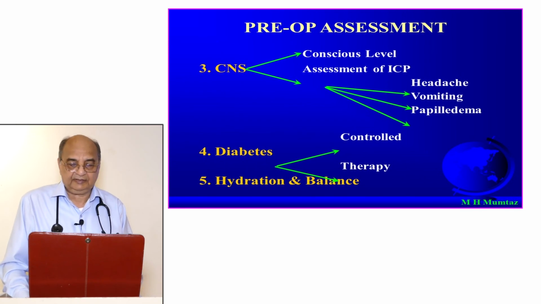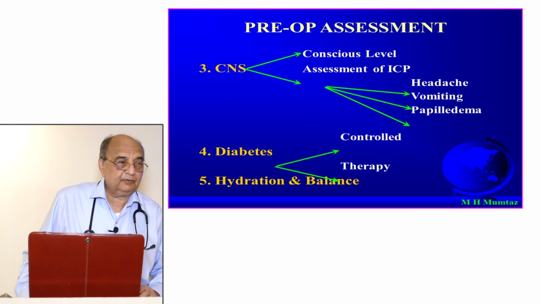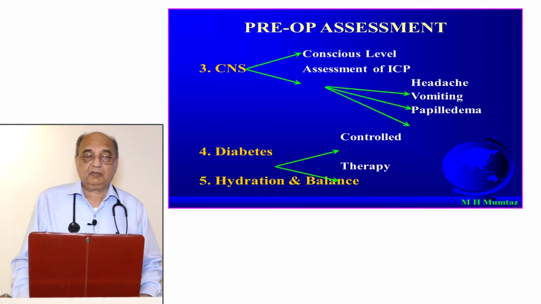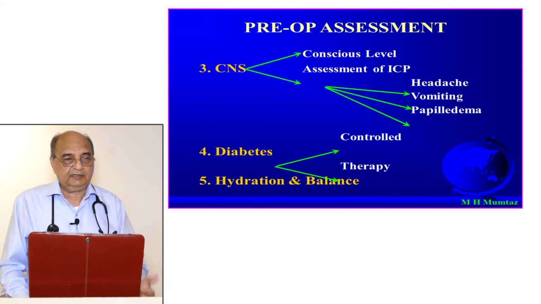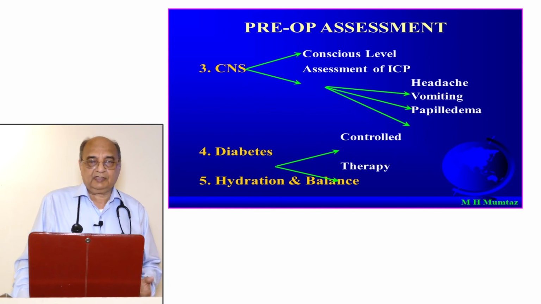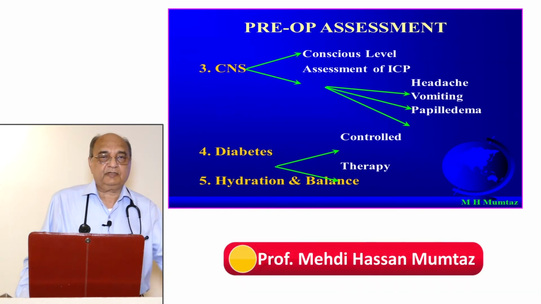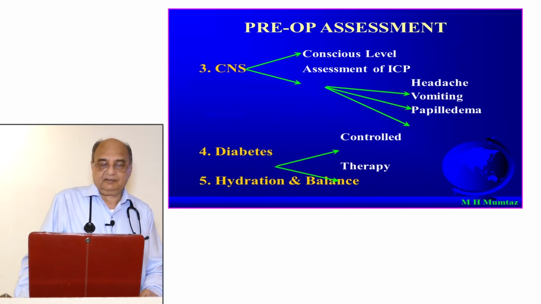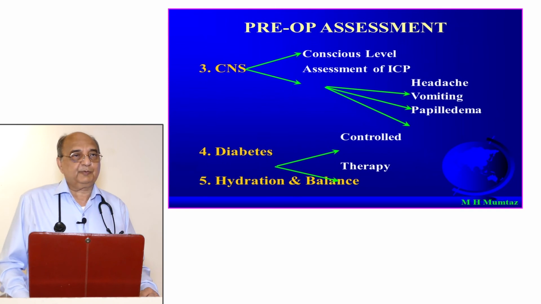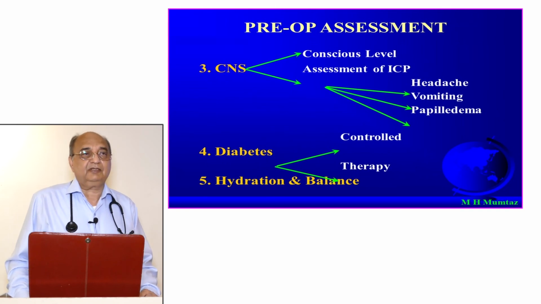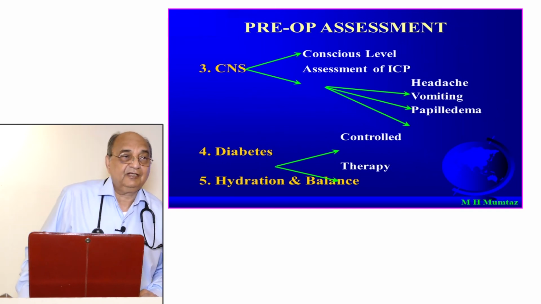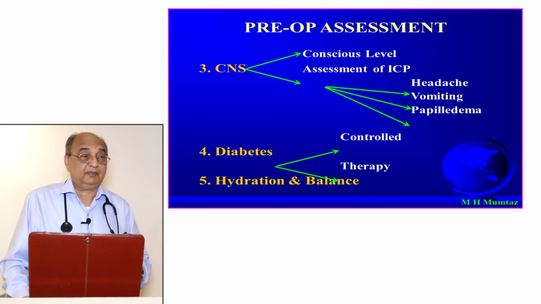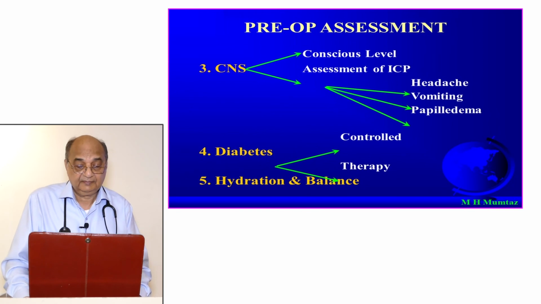Then diabetes, whether it is controlled or whether it is on therapy. What type of therapy? If the patient is on oral hypoglycemic agent, you should know how to control the diabetes when the patient is undergoing anesthesia. What will happen in the post-op period? We won't give any tablets in the immediate post-op period. So they should be on continuous infusion. This is called sliding scale afterwards, because this is a major surgery. They are bound to be on the sliding scale.